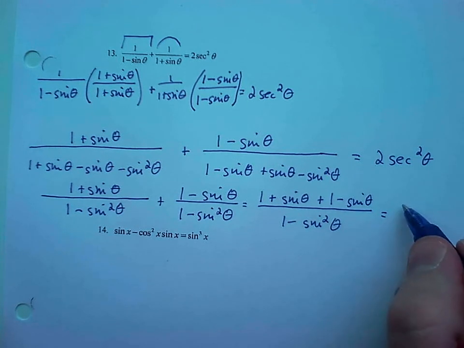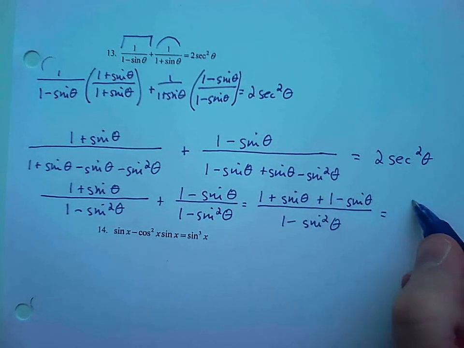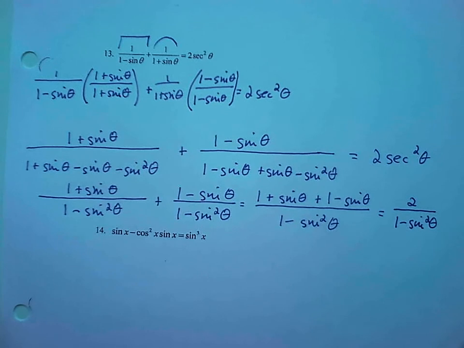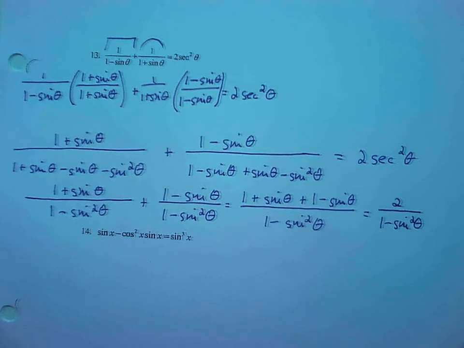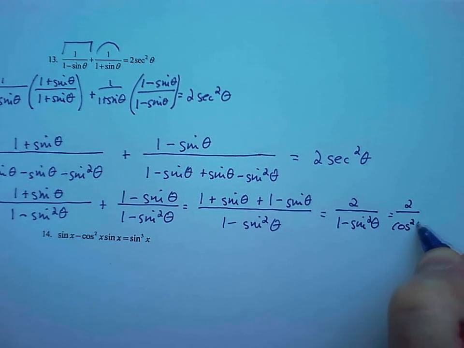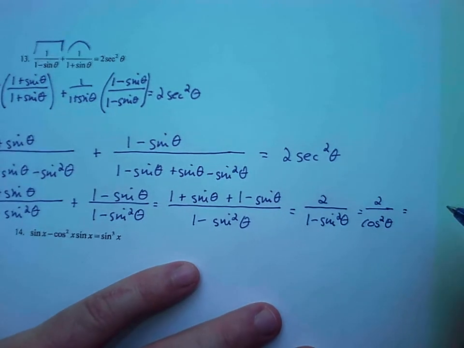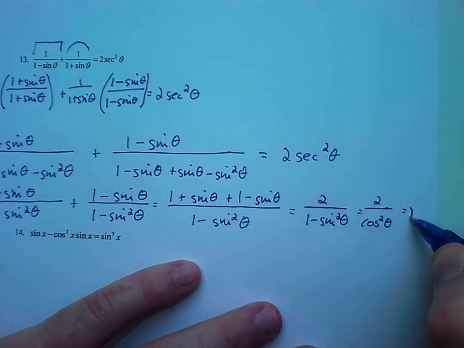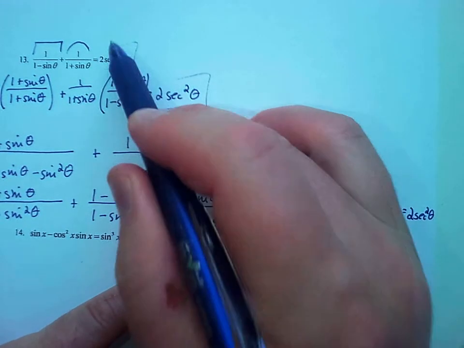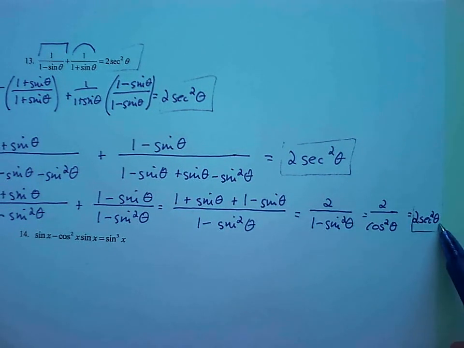And if you see now, in this numerator, these signs are going to cancel. So I'm going to get 2 over 1 minus the sine squared of theta. And we know that 1 minus the sine squared of theta is simply just cosine squared of theta. So we have 2 over the cosine squared of theta, and 1 over the cosine squared of theta is just equal to secant squared of theta. So therefore, all of this is equal to 2 times the secant squared of theta, which was what we had on the right-hand side of our equation. So therefore, we've now verified that the left-hand side is in fact equal to the right-hand side.